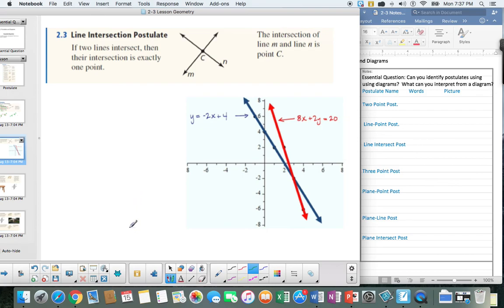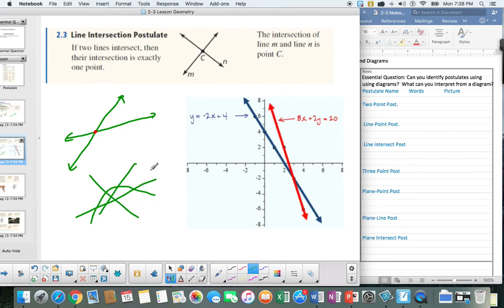It says, if 2 lines intersect, then their intersection is exactly 1 point. So anytime you have 2 lines and they come to an intersection, they will only intersect at 1 point. So again, this is ridiculous what I'm about to draw. There's no way we have a line here and a line here. That doesn't make sense. Now, you have to start off with the 2 lines. That's the hypothesis. And the conclusion is you get a point.